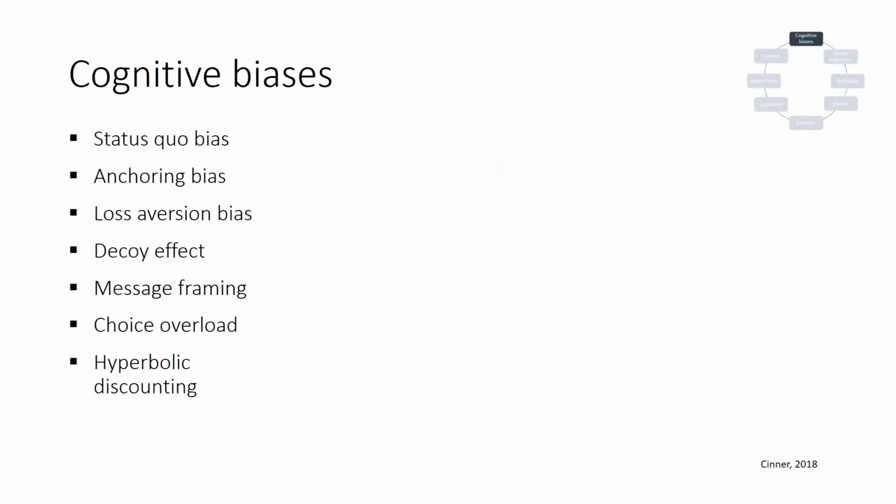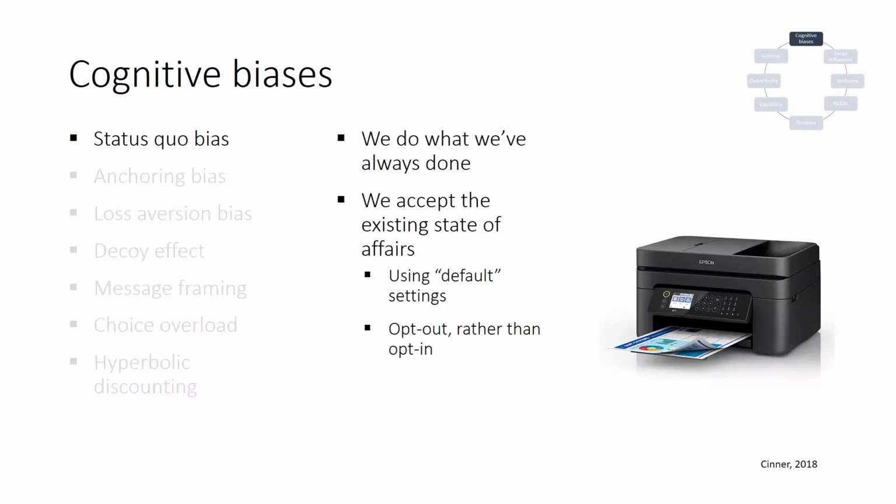So cognitive biases, lots and lots of research looking at particular biases in the way that we think. Loss aversion, for example, we don't like to lose more than we're happy to gain. If we're given too many choices, we'll often get choice paralysis and just avoid making a decision altogether. But if we look specifically at the status quo, we tend to do what we've always done. And you can think of this yourself the last time you went to the supermarket. We tend to reach for the same brands, the same products. We tend to accept the existing state of affairs.